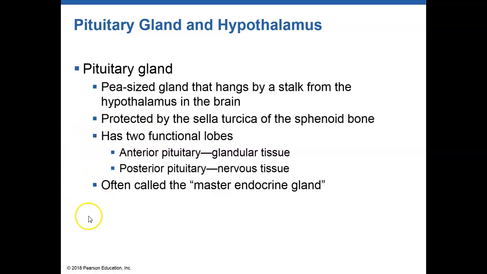The pituitary gland itself is typically called the master endocrine gland, but remember, I mentioned, and I always mention, that the hypothalamus is the master of the entire endocrine system. The pituitary is just the master endocrine gland. It's like the hypothalamus is the king of all, and the pituitary gland is the king of a small realm, maybe. That's how you can think of it, okay?